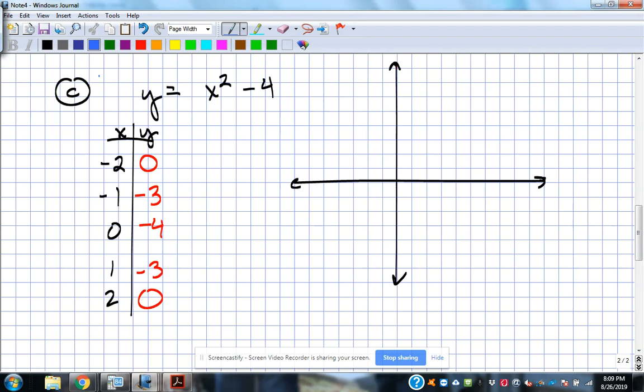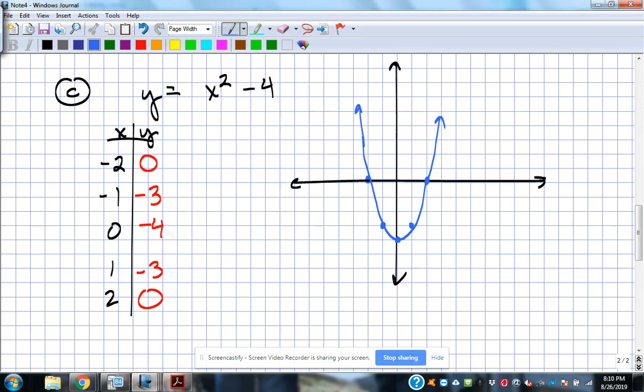So -2, 0. That's right there. -1, -3 is right there. 0, -4 is right there. 1, -3 is there. 2, 0 is there. We get this. The shape that we're dealing with here is called a parabola, but it's kind of a U kind of shape. That's what that one looks like.